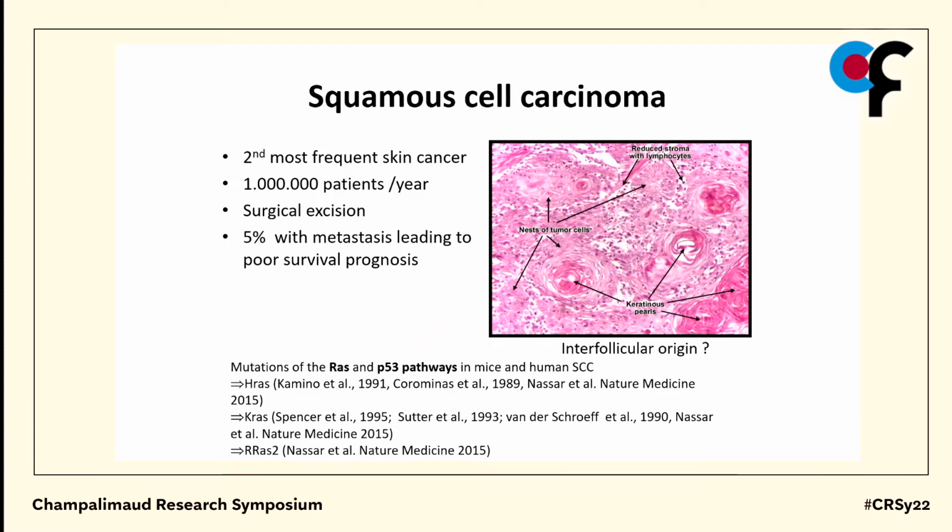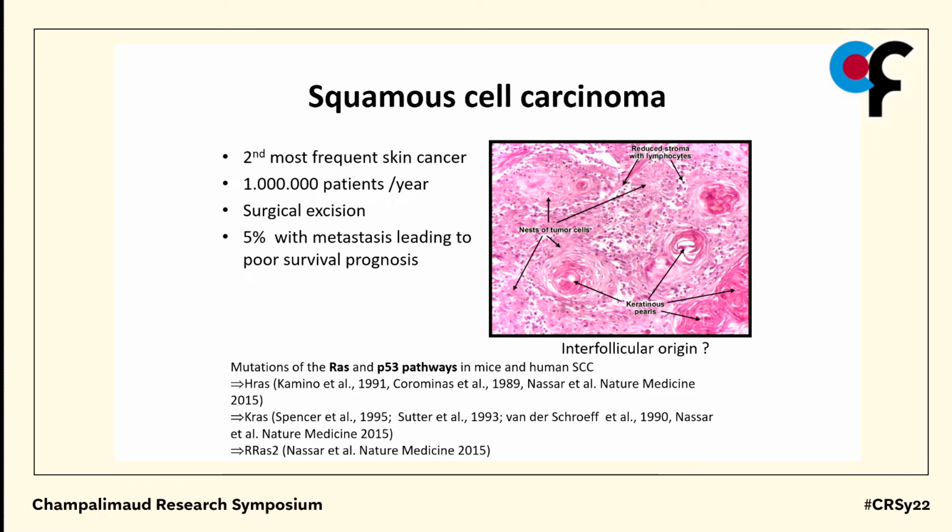So I'm going to talk to you today about one single cancer, which is the squamous cell carcinoma. My talk will be focused on the skin squamous cell carcinoma, but I believe that other types of squamous cell carcinoma may follow the same paradigm. Squamous cell carcinoma is the second most frequent skin cancer. It affects about 1 million patients per year throughout the world. In most cases, it can be cured by surgical excision. But nevertheless, in the remaining 5 percent, it can lead to metastasis and then be associated with a much poorer prognosis.